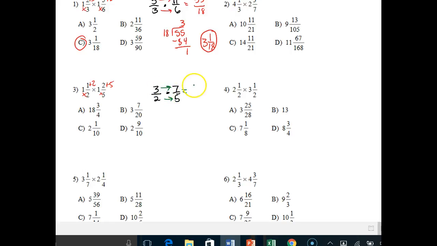So I get 3 times 7, which is 21. 2 times 5, which is 10. That's an improper fraction. So I say, how many times does 10 go into 21? Goes in there twice with 1 left over. That's how I get 2 1/10. Circle your answer here and circle your answer here.